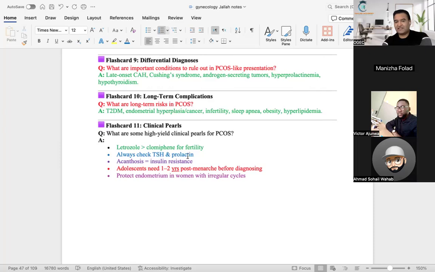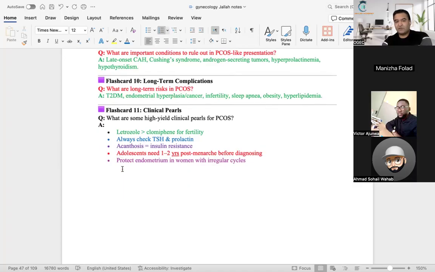Always check TSH and prolactin. Acanthosis shows insulin resistance. An adolescent needs 1 to 2 years post-menarche before diagnosing, so it means you have to give them at least 2 years. Then you can go ahead and do the investigation for PCOS. If she is presenting with symptoms like PCOS, protect the endometrium in women with irregular cycles with the Mirena.